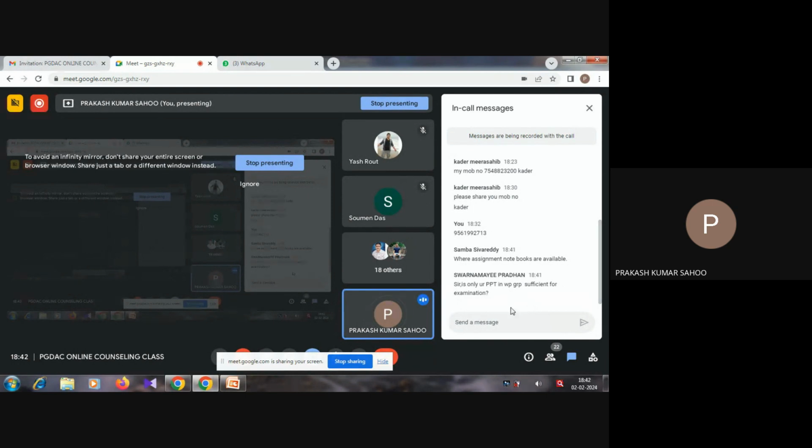Okay, so you can follow the PPT, and with that you should also do some reading of the IGNOU PDF. Okay, where assignments and notebooks are available.